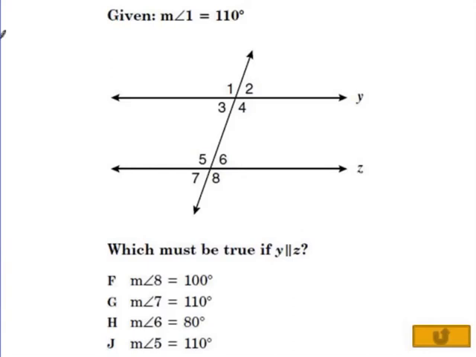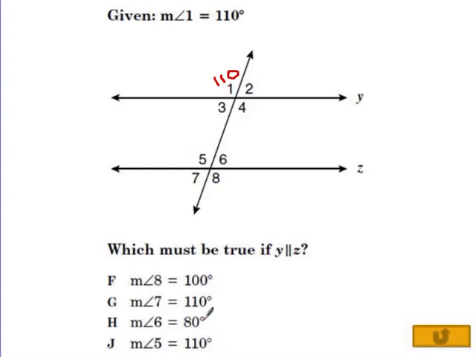Given the measurement of the angle was 110, shall we label the picture? What must be true if these lines are parallel? Okay, let's just go through each of the options and see which one makes sense. Should 8 be 100? I don't think so, because these are both obtuse, so they should be the same. Angle 7 is 110. Okay, it doesn't look like it should be 110. This is not an obtuse angle, this is acute, they're not going to be the same.